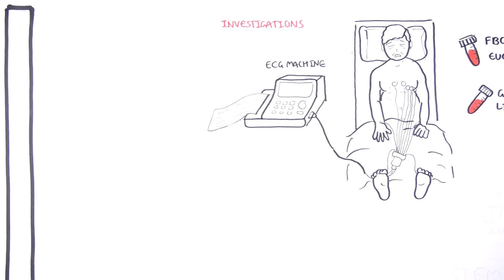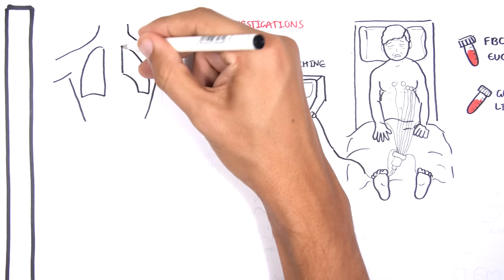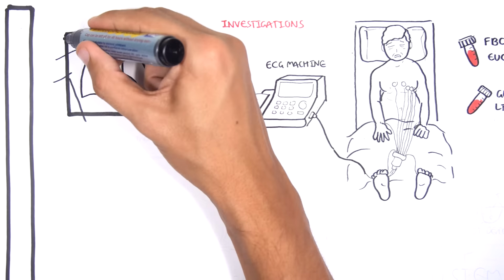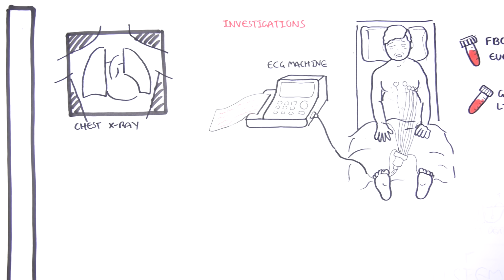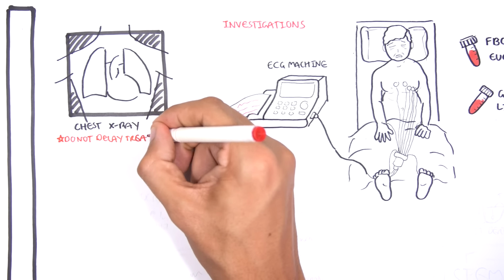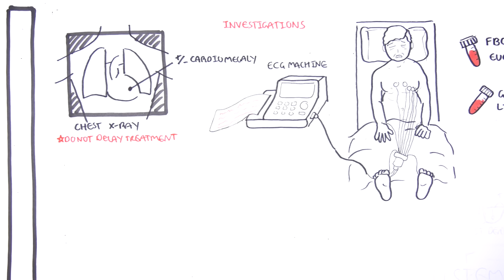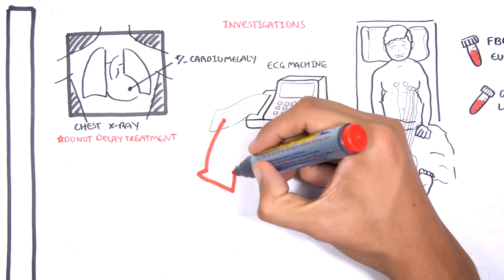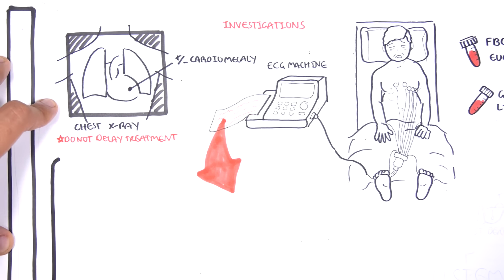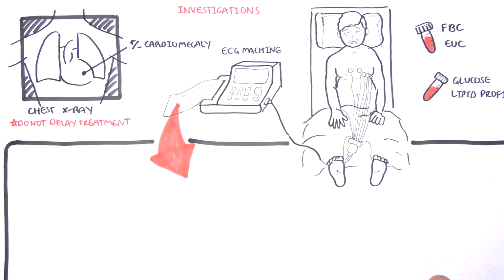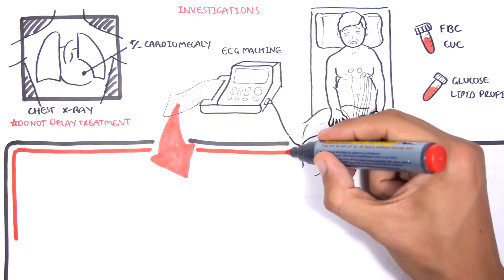An X-ray is also useful to rule out other differentials if you suspect them. But it is important to not delay treatment. On the chest X-ray, you might see signs of cardiomegaly. So let us now look at the ECG changes in acute coronary syndrome, beginning with unstable angina.